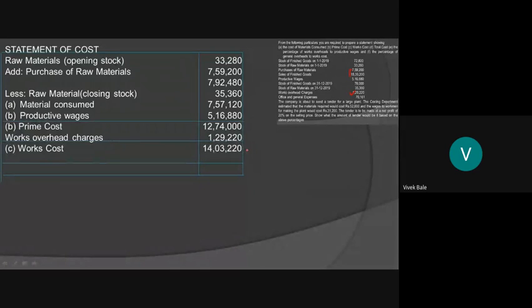14,03,220. In the factory cost, if you add the office and administrative expenses, or office and general expenses, which are given in the question as 70,161.